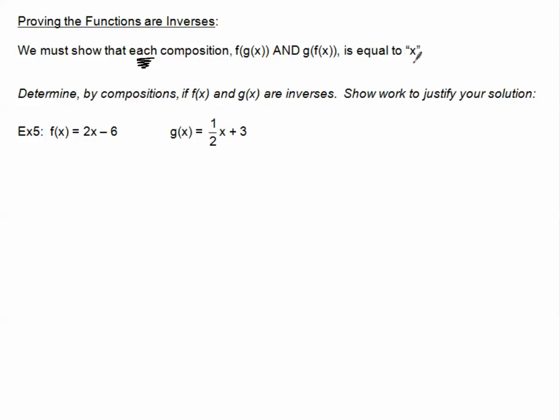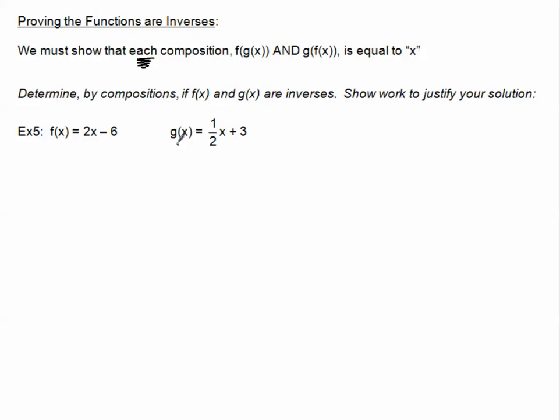So here's our direction. Let's determine by using compositions. There are other ways to do this, but right now we're going to learn by compositions. Determine if f of x and g of x are inverses. And of course, we're going to show our work to justify our solution. If we're going to prove that f and g are inverses, we need to first look at f of g of x, and then we will look at g of f of x. And if both of those compositions equal x, then we have proven that they are inverses.